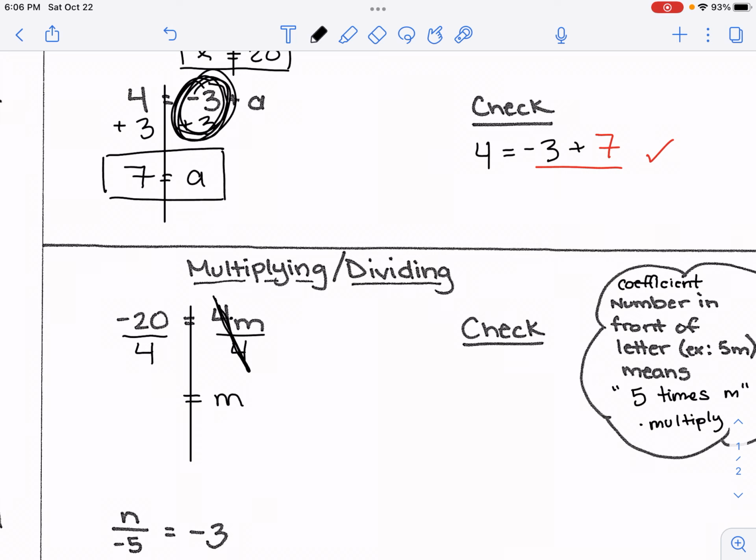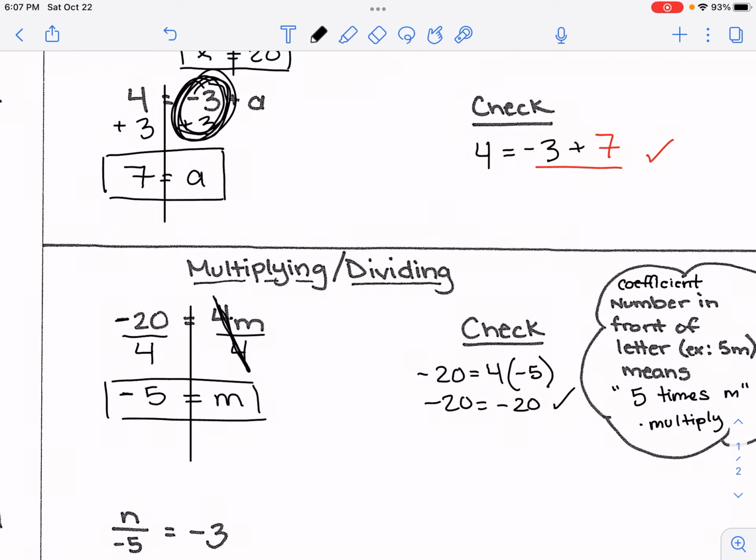On the left side, we'll apply our divisibility rules for signs. A negative divided by a positive is a negative. When you're multiplying or dividing, when the signs are different, it is a negative. And 4 can go into 20 5 times. All right, so our final answer here is -5 equal to m. Let's check our answer. We'll rewrite -20 equal to 4m, but instead of m, I'll put -5 in parentheses. Positive times a negative is a negative, and 4 times 5 is -20. We have the same number here. It's equal. This is a true statement.